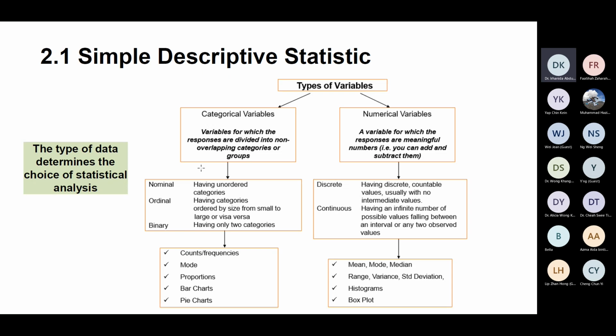We can have bar charts and we can have pie charts. While numerical variable is basically discrete, having discrete countable values, usually with no intermediate values, or continuous, having an infinite number of possible values falling between an interval or any two observed values. We can also come up with mean, mode, and median, range, variance, standard deviation, histogram, and box plots.